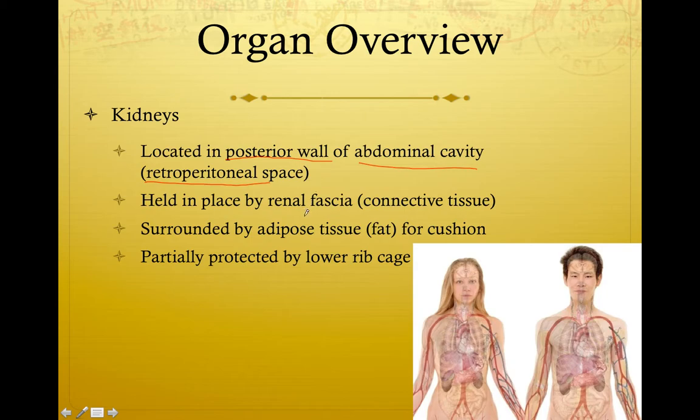Because they're not within your peritoneum, they're held in place by what's called renal fascia, which is connective tissue. Renal is anything that refers to the kidney. They're then surrounded by adipose tissue, which is fat, which provides a bit of cushion. And they are partially protected by your lower ribs, those last 2 floating ribs at the bottom, which help protect your kidneys a little from the back.